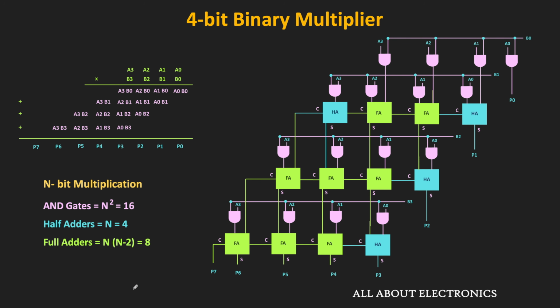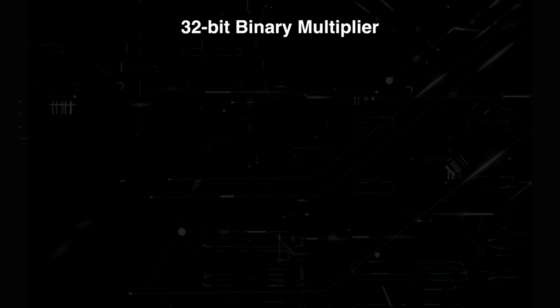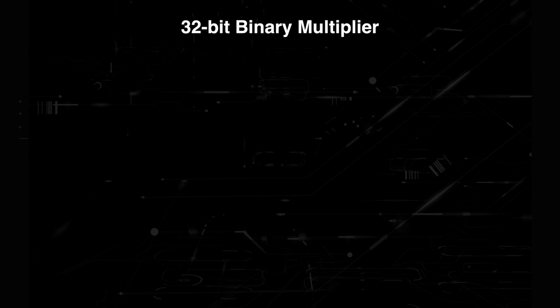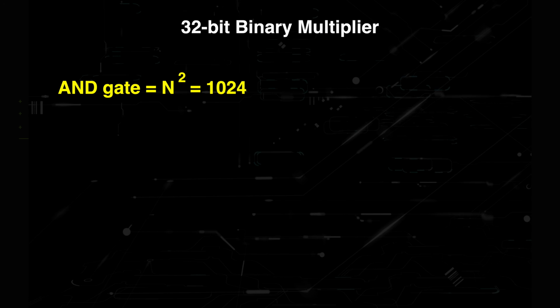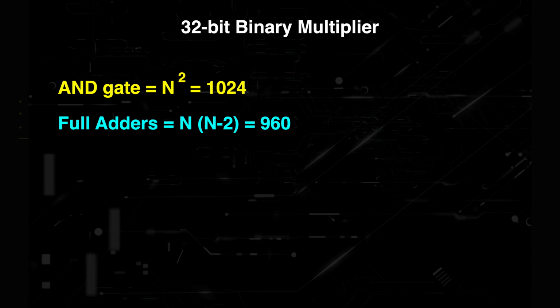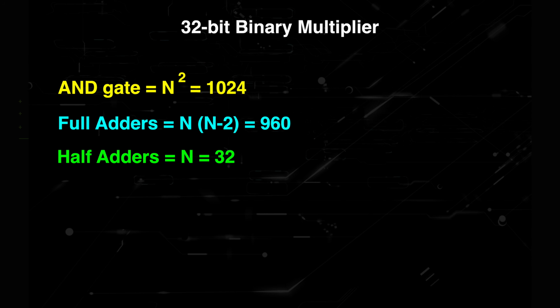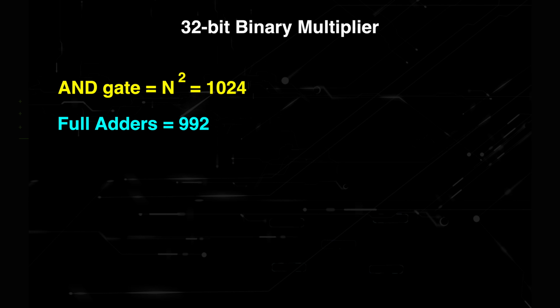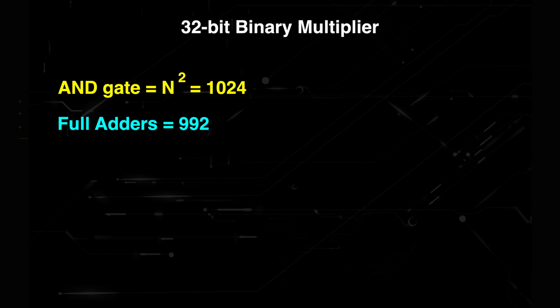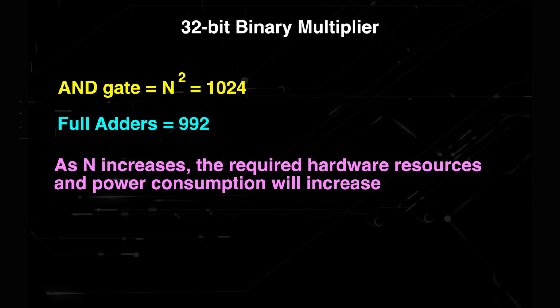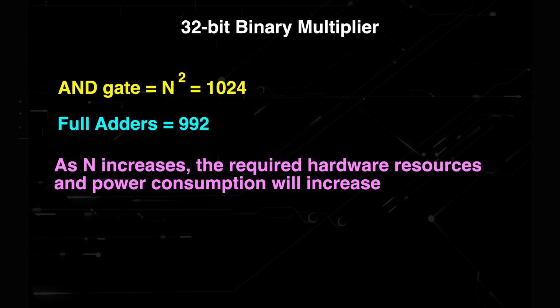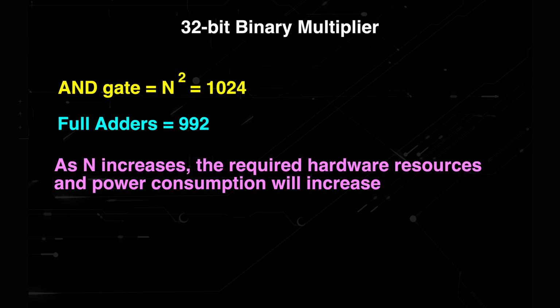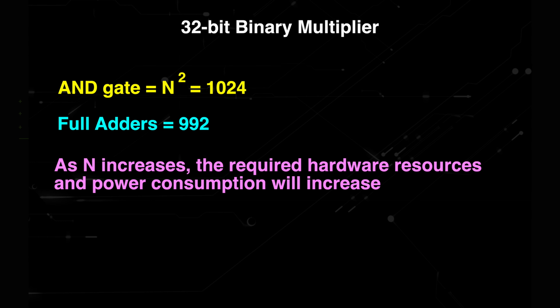Apart from that, as n increases, the number of required AND gates as well as adders will also increase. For example, if we take the case of the 32-bit multiplier, then we require 1024 AND gates, 960 full adders and 32 half adders. And instead of the half adders, suppose we use all full adders, then we require a total of 992 adders. So as you can see, as n increases, the required number of hardware resources will also increase. And because of that, the power consumption of the circuit will also increase.